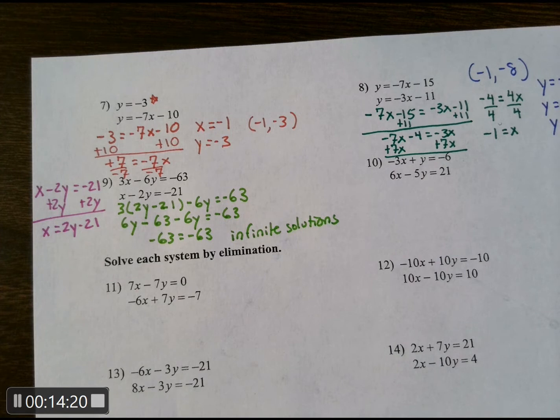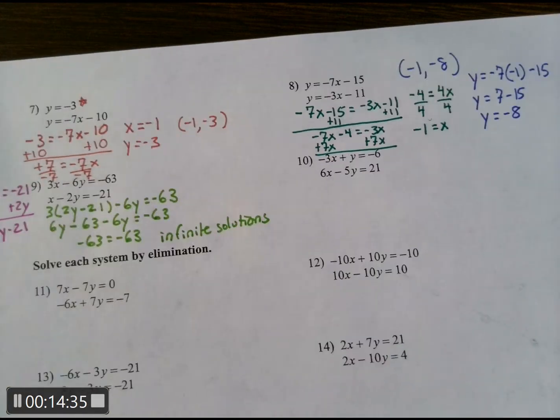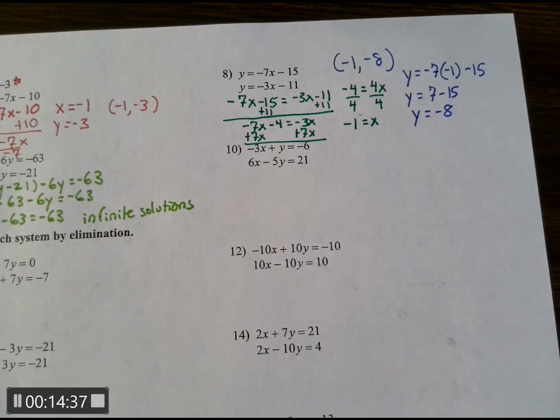Now don't forget that the opposite of infinite solutions is no solutions. So if this was -63 equals 1, then that would be no solution. Alrighty, and now let's take a look at number 10.